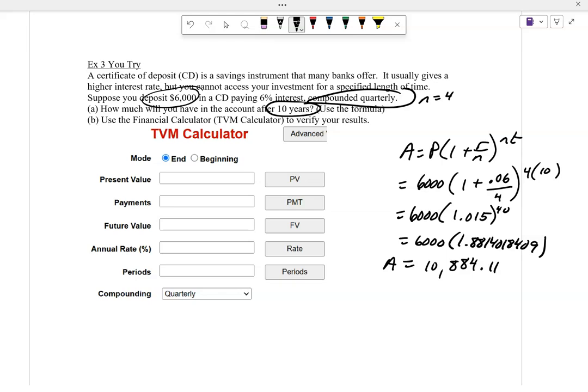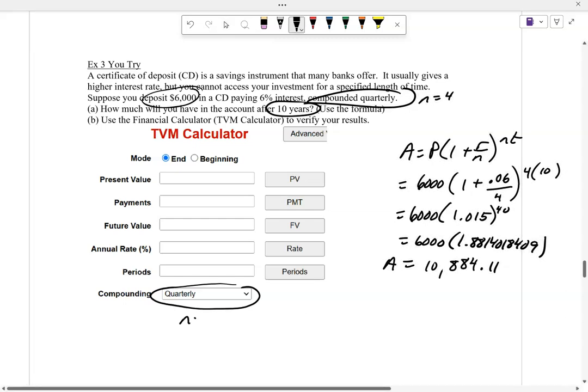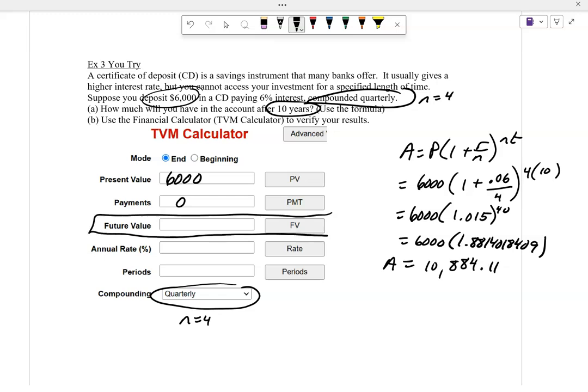Now let's do it with the time value money calculator. All right, with the time value money calculator, I am compounding quarterly, right? So make sure you got a quarterly down there. I'm starting with $6,000. I'm not making any payments. I'm trying to see how much money I have at the end of 10 years. My interest rate is 6%, not 0.06 there. Again, that's as a percent. So I've just put the 6 in right there.